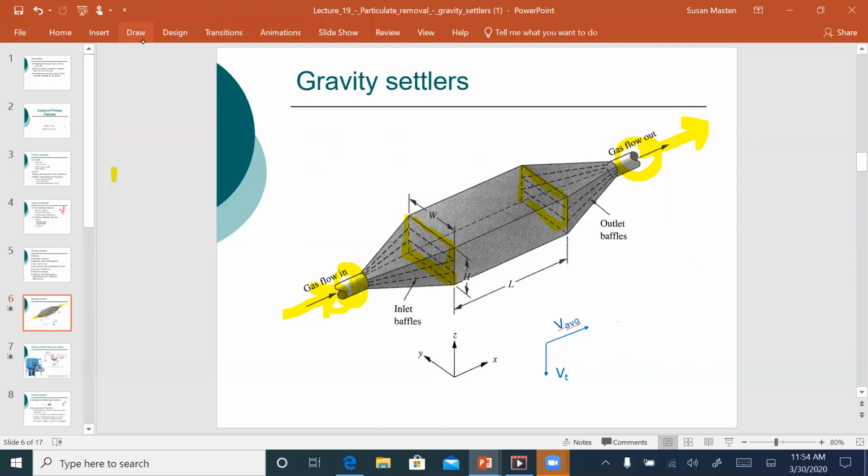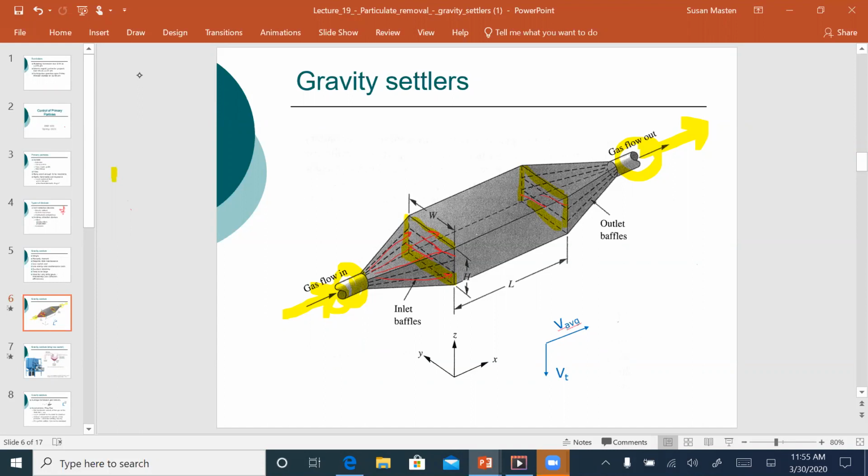Now, it's not shown here, but we can add baffles. So for instance, we can put in baffles here. We can put in baffles here. Basically what we're trying to do is distribute that flow so that we don't want flow just through the middle. We want flow distributed across that drop box. So essentially we're using the entire cross-sectional area. Otherwise we would have short circuiting, and you'd see significantly reduced removals.